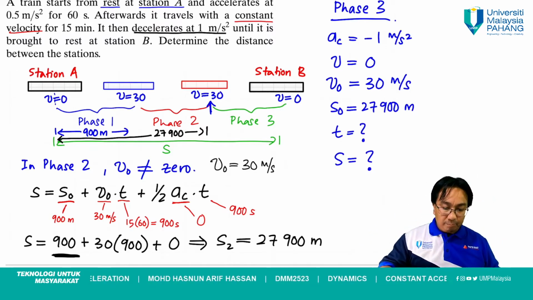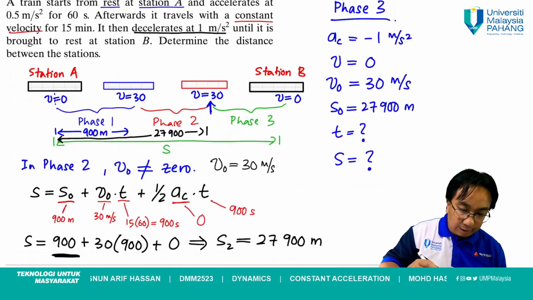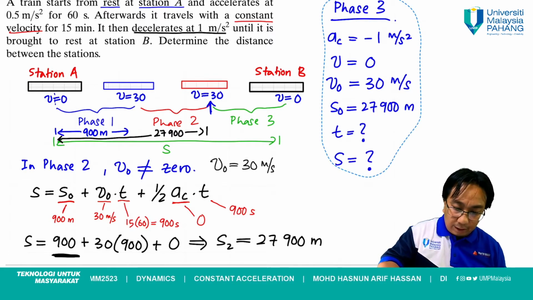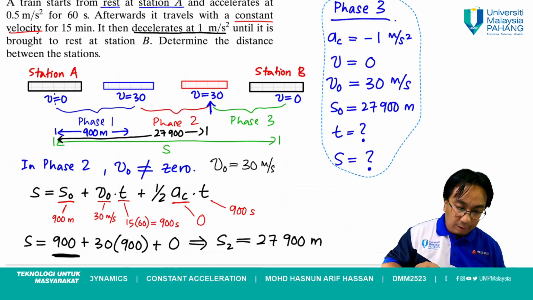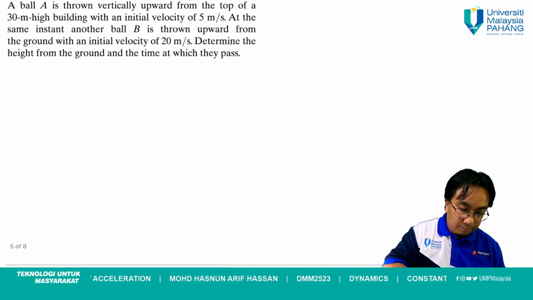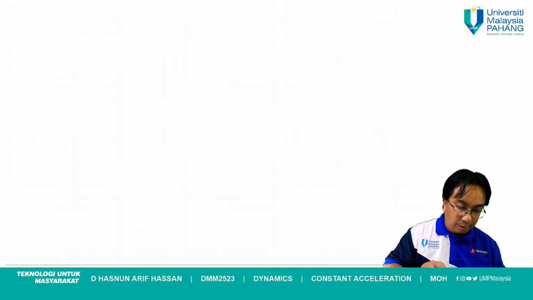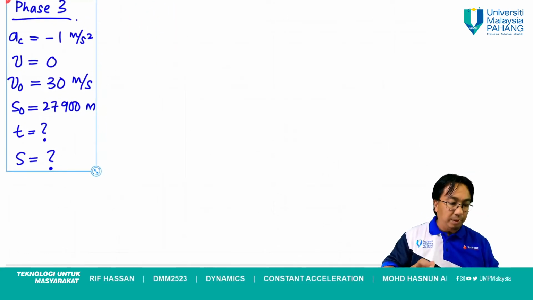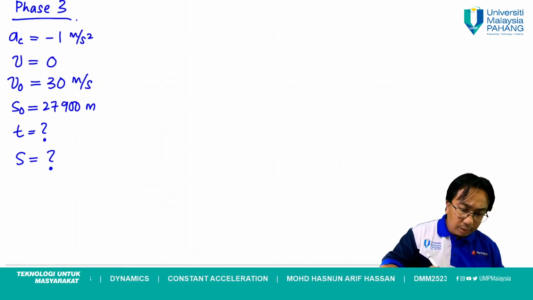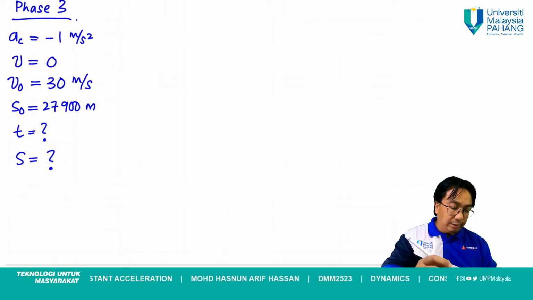Okay, so sekarang ni we don't have the time and we don't have the S. That is the one that we want to find lah. So saya akan copy this and put in a new page. Okay, I will paste it here. So this is the information that we have for phase 3. Alright. So daripada sini we need to find the T first.